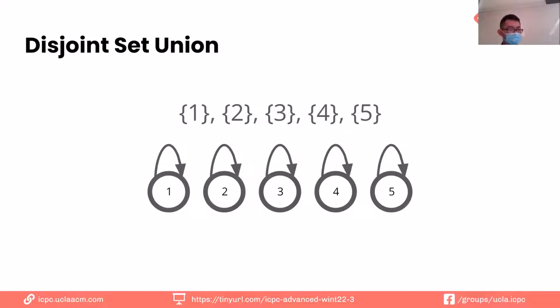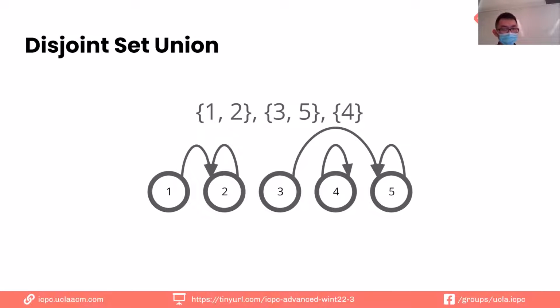Okay, let's look at some examples of this data structure. So if we have 1, 2, 3, 4, 5, each has their own set, then we have this diagram. And the arrows in these diagrams represent the representative for each element. So in this case, every element is its own set, so every element is its own representative.